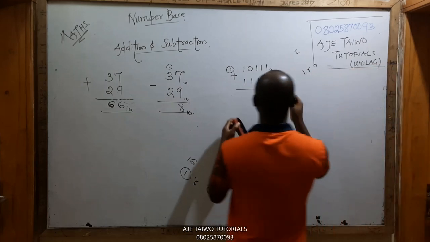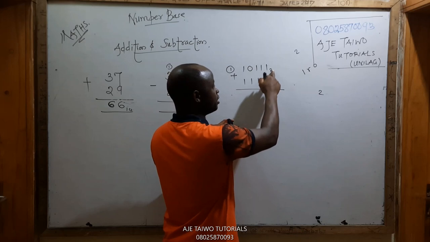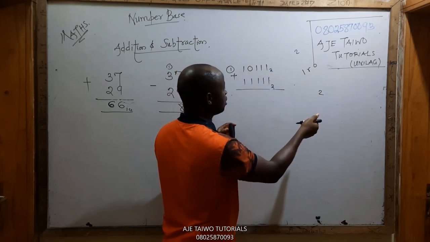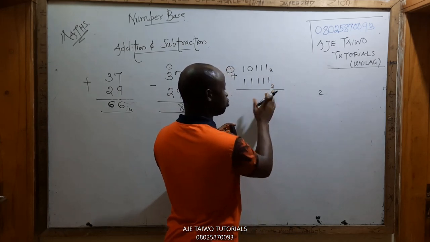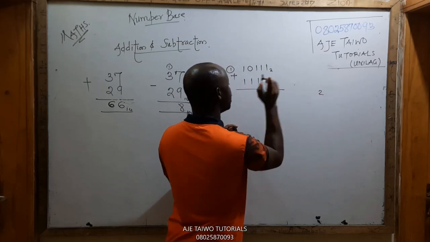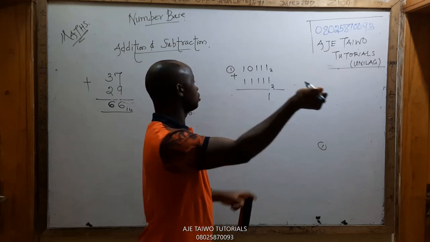Pay attention. 1 plus 1 is 2. You can't put 2 down because it's up to the base. No number should go up to the base. All numbers are less than the base. So 1 plus 1 is 2. I should not put 2 down. How many 2s can you see in 2? 1. Remainder, 1. Carry the 1, let's go.